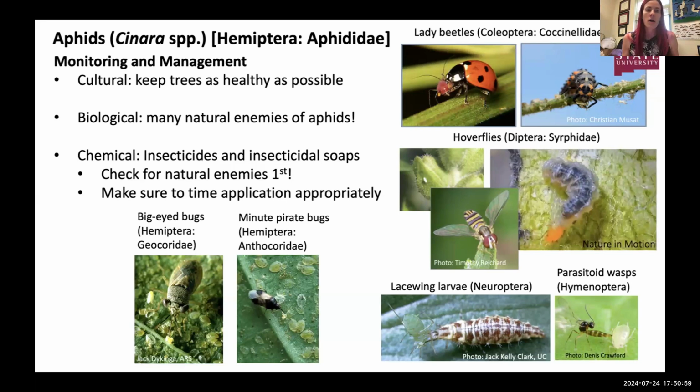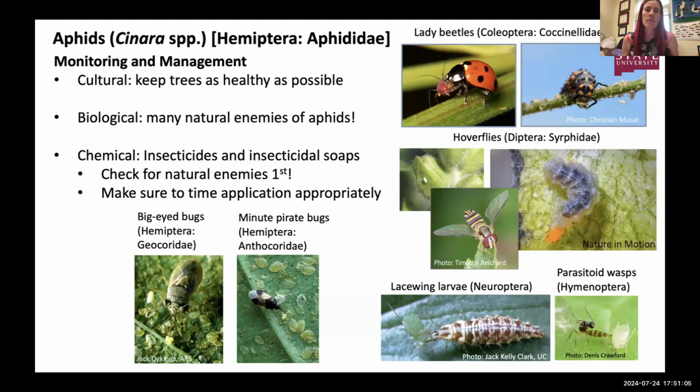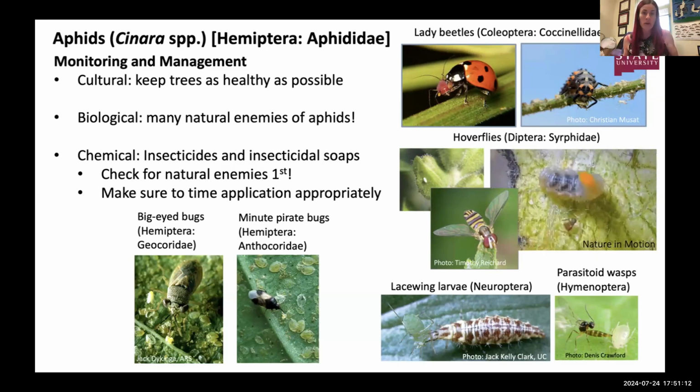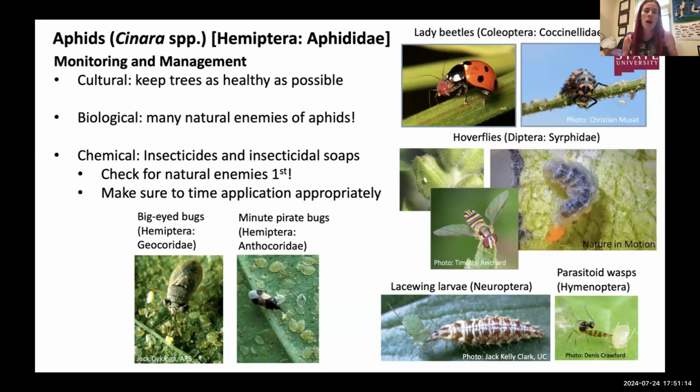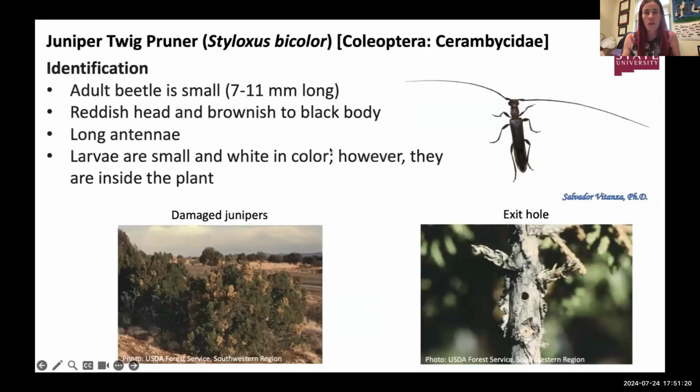So before you use chemicals with aphids, it's best to assess your natural enemy situation, because sometimes you have to have a little bit of patience with these natural enemies because it takes time for the predators and parasitoids to build up their populations and take them out. So yeah, but there are lots of insecticides available as well for aphids.